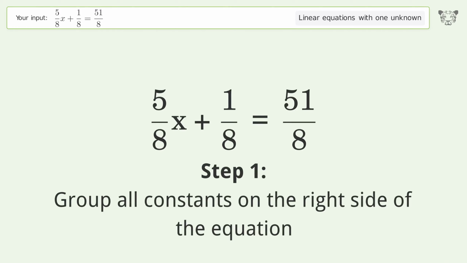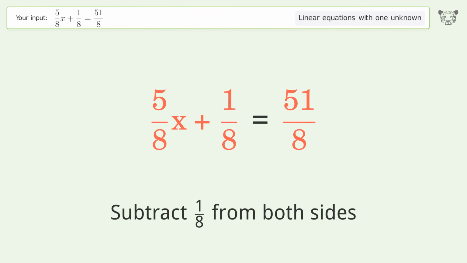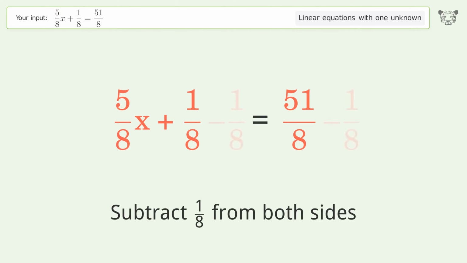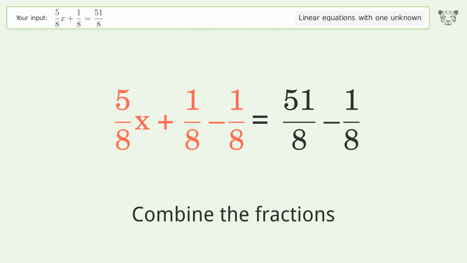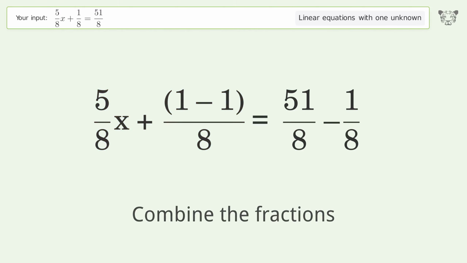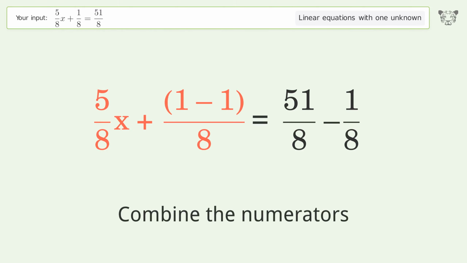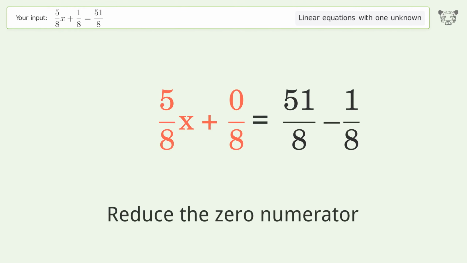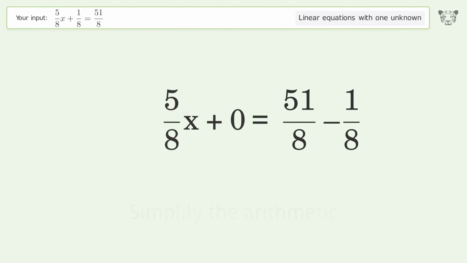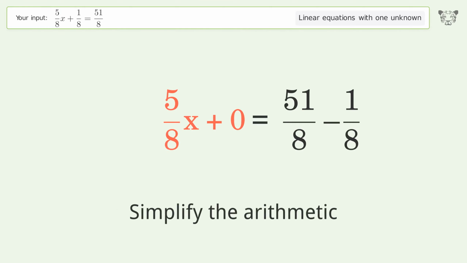Group all constants on the right side of the equation. Subtract 1/8 from both sides. Combine the fractions. Combine the numerators. Reduce the zero numerator. Simplify the arithmetic.